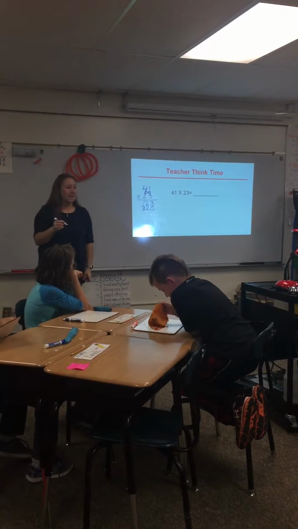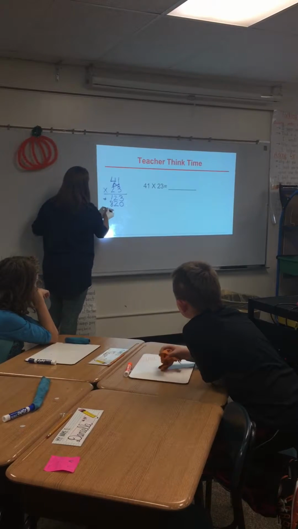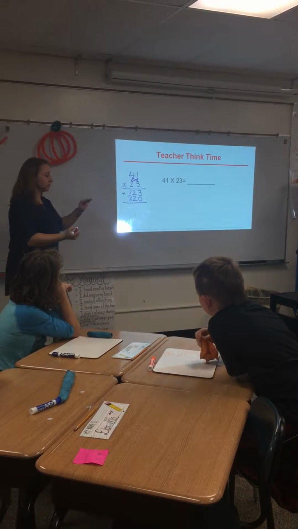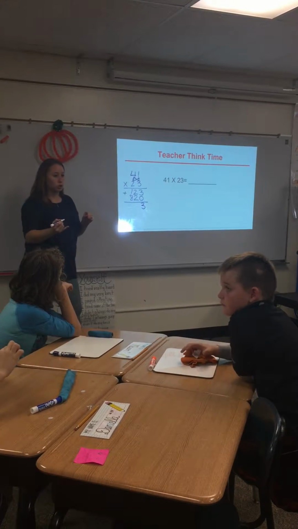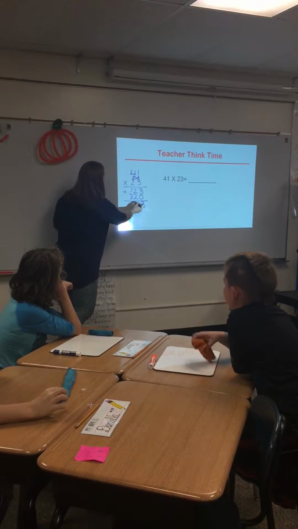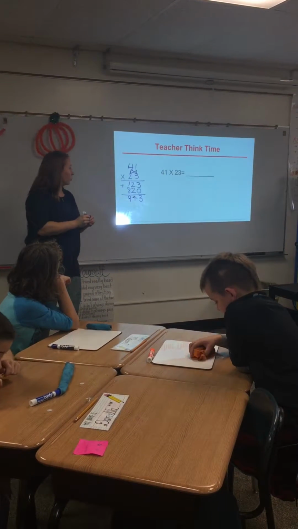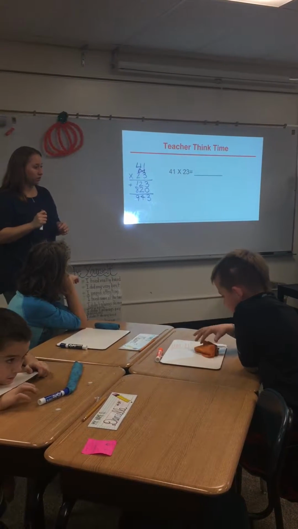My last step is to add my 2 numbers together to get my product. Starting in the ones place, 3 plus 0 is 3. 2 plus 2 is 4. 1 plus 8 is 9. So 41 times 23 is 943.